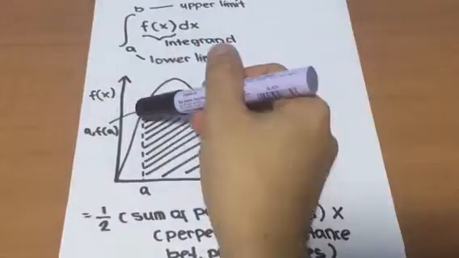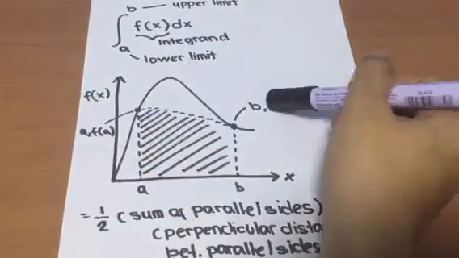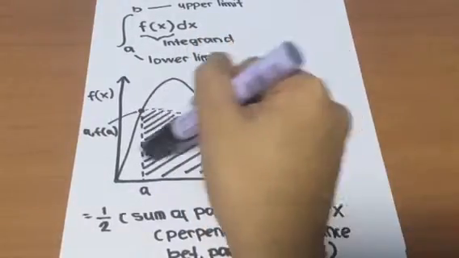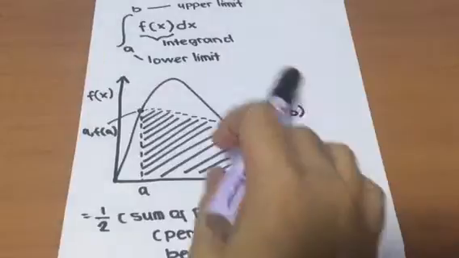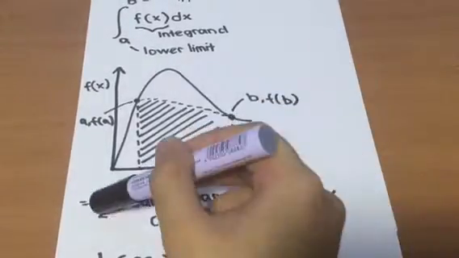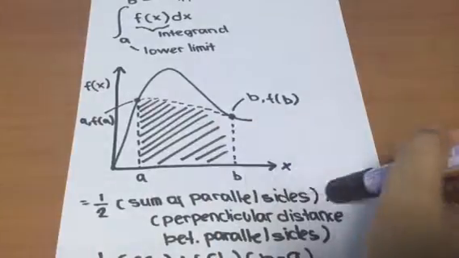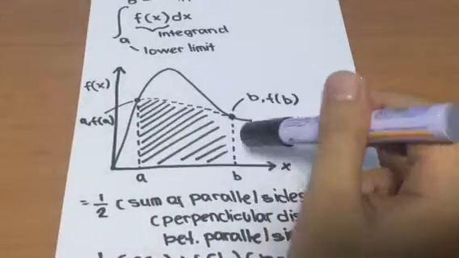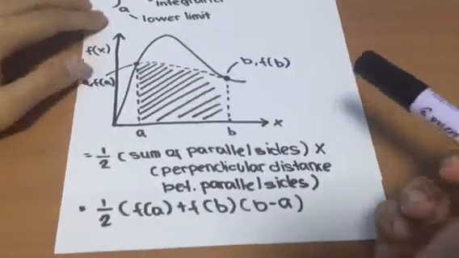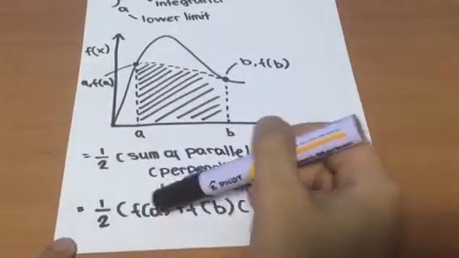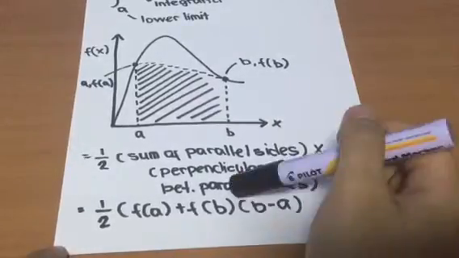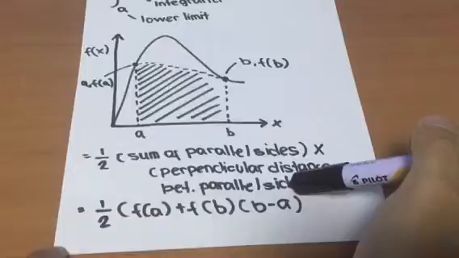We look at a and b. We have a, f of a, and b, f of b. Draw a straight line from a to b, and we want to know this part right here. So from that graph, we have 1/2 times the sum of parallel sides times the perpendicular distance between parallel sides, or we can simply say 1/2 times f of a plus f of b times b minus a. That's it.